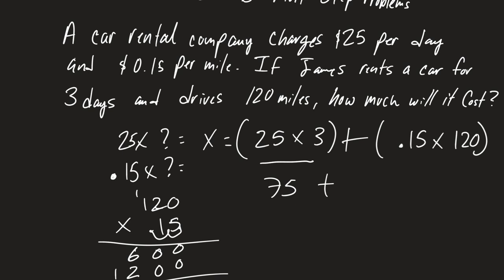1, 2. $18. So that's 18 zeros, right? So I'll do 18. I don't even have to put the zeros. I could just leave it like that. 18 plus 75. I can do that over here. 75 plus 18 is 9, 10, 11, 12, 13. 13, and then that's 8, and that's 9.